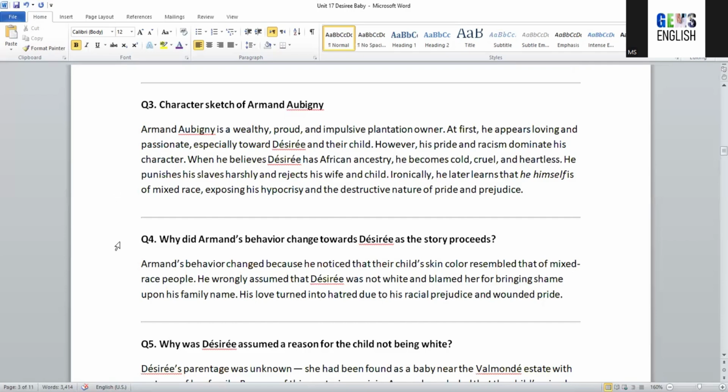Q4. Why did Armand's behavior change towards Desiree as the story proceeds? Armand's behavior changed because he noticed that their child's skin color resembled that of mixed-race people. He wrongly assumed that Desiree was not white and blamed her for bringing shame upon his family name. His love turned into hatred due to his racial prejudice and wounded pride.